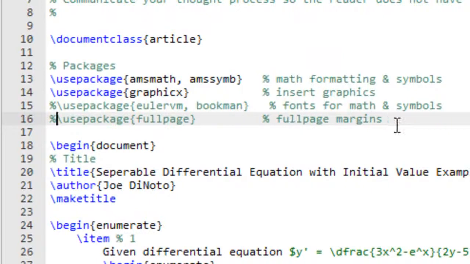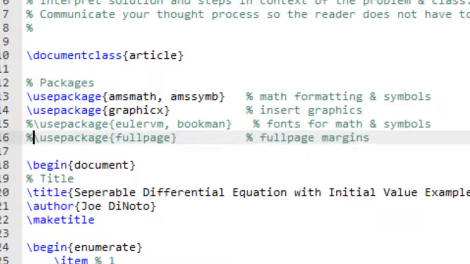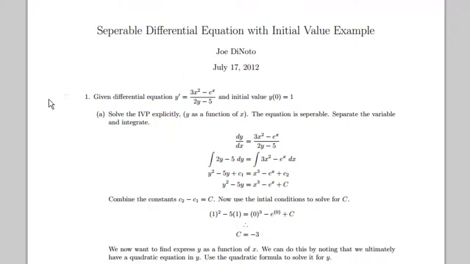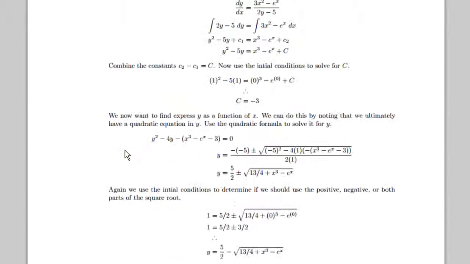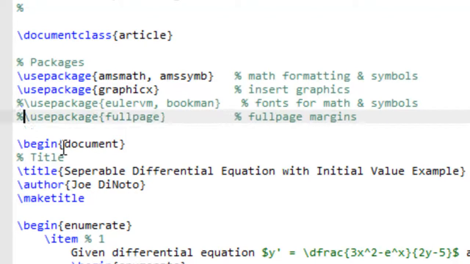Fullpage gives me full page margins. So again, have a look at the margins on my page right now. You can see they're quite wide. And if I go to main.tex and I get rid of that comment line, I'll now be using the fullpage package. I'll click PDF. Notice how my margins are a bit wider. Okay. You can fit more on your page. If I want to undo it, it's pretty simple. I just comment it out.